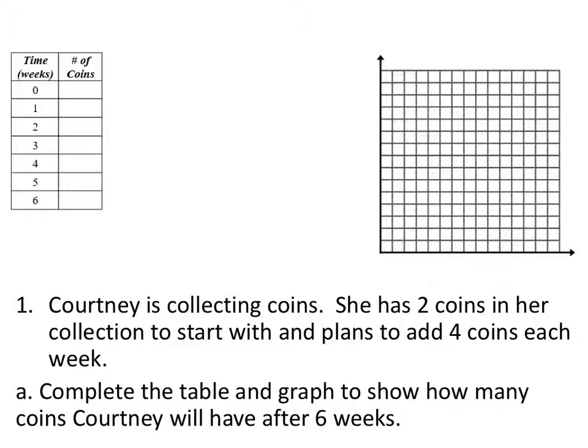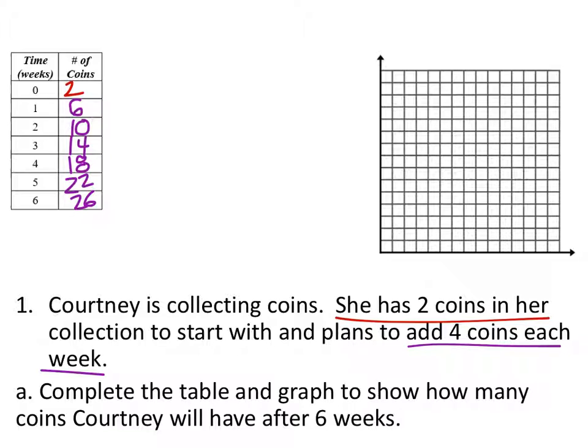So the table on this one, at 0 weeks, it said that she already had 2 coins in her collection, alright? So at 0 weeks, she would have 2 coins. From there, she's going to add 4 coins each week. So from the 2, I would add 4, and I would get 6. Add 4 to that, and I would get 10. Add another 4 coins for the next week, and that's 14. Add another 4 coins for the next week, 18, 22, and 26.